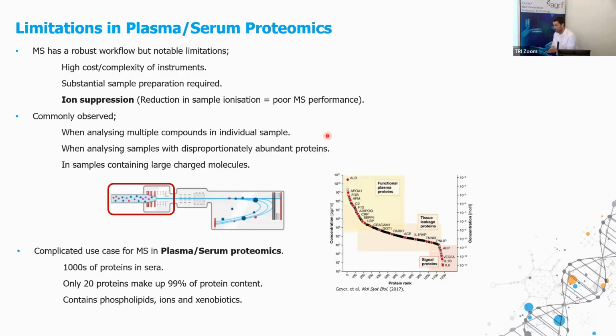That's plasma and serum. Traditionally, mass spectrometry has been really not the best workflow to use for plasma serum proteomics. You can appreciate this is the case because there are thousands of proteins in sera, not only at a basal level, but also in disease states where they're secreted into the plasma and serum. And there are also only 20 proteins that make up 99% of the protein content of plasma and serum. There is this vast dynamic range in the plasma and serum proteome. And secondary to this, it also contains phospholipids, ions, and xenobiotics, which can interfere to some degree.